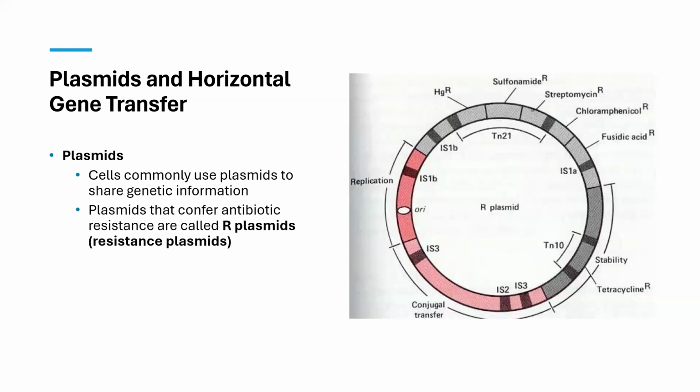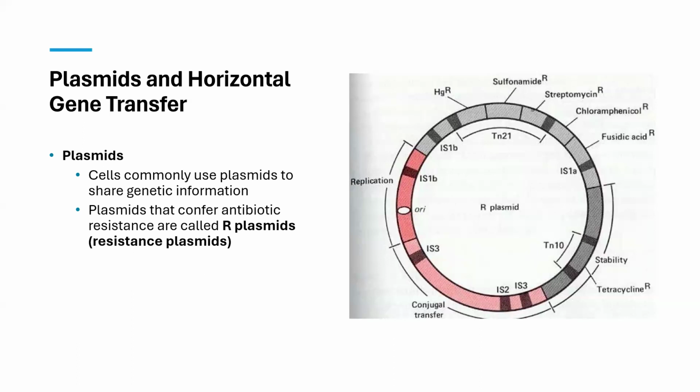So plasmids are involved in horizontal gene transfer, not in all types, but they can be. Cells can use plasmids to have genetic information that is outside of their normal chromosome. One type of plasmid that is important both clinically and in the laboratory is the R plasmid. And the R plasmid is any plasmid that contains resistance, such as tetracycline resistance. In this one, we see that there are multiple resistances included on this plasmid.